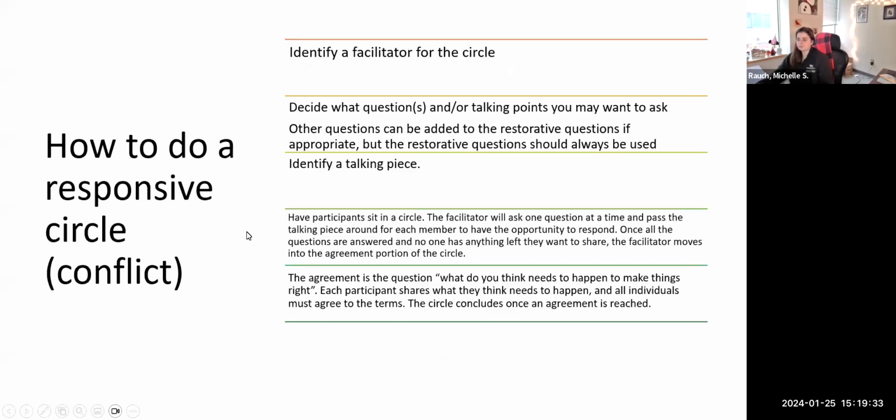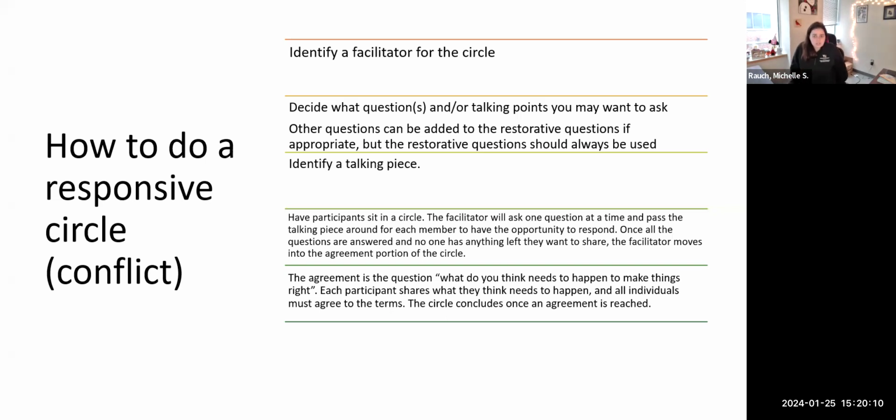So how do we do a responsive circle in situations that involve conflict? You want to identify a facilitator for the circle. The facilitator should be a neutral party, and should not be anybody who is directly involved in the conflict. You want them to be as unbiased as possible in this situation. Sometimes that could mean that it is somebody who is not part of your organization facilitating the discussion, so that everybody who was involved or impacted by the incident is able to fairly participate in that conversation.